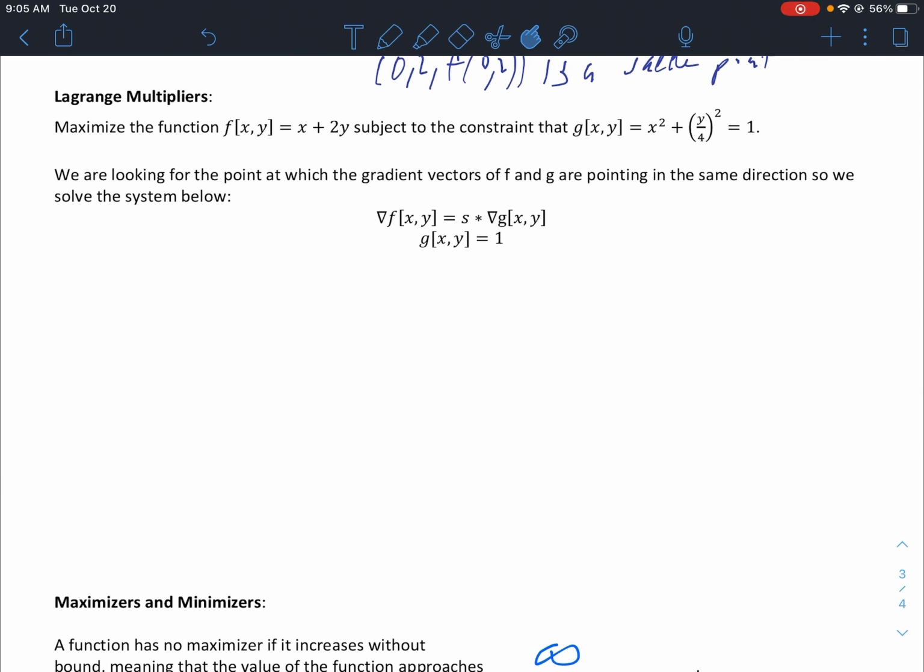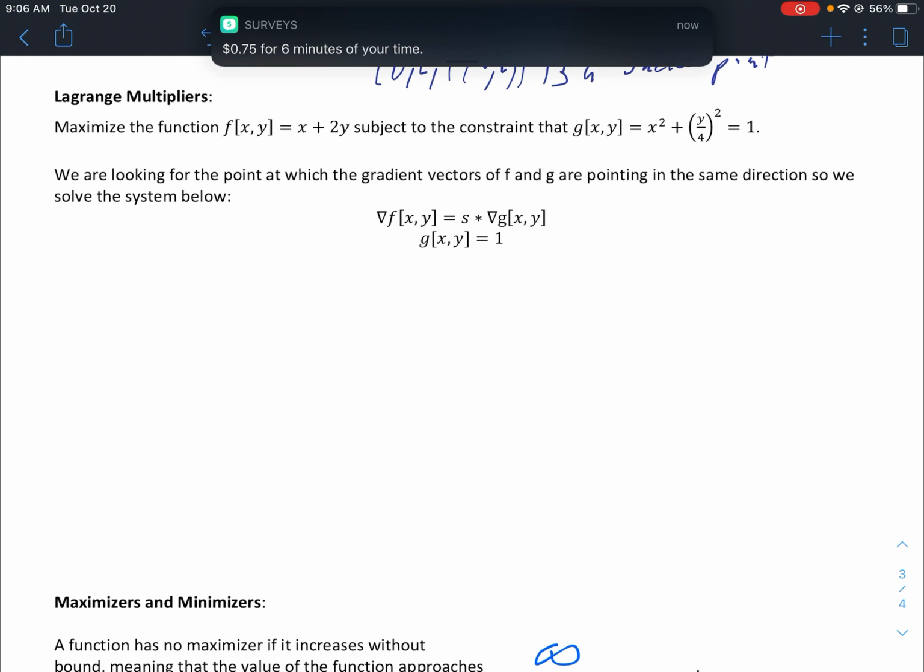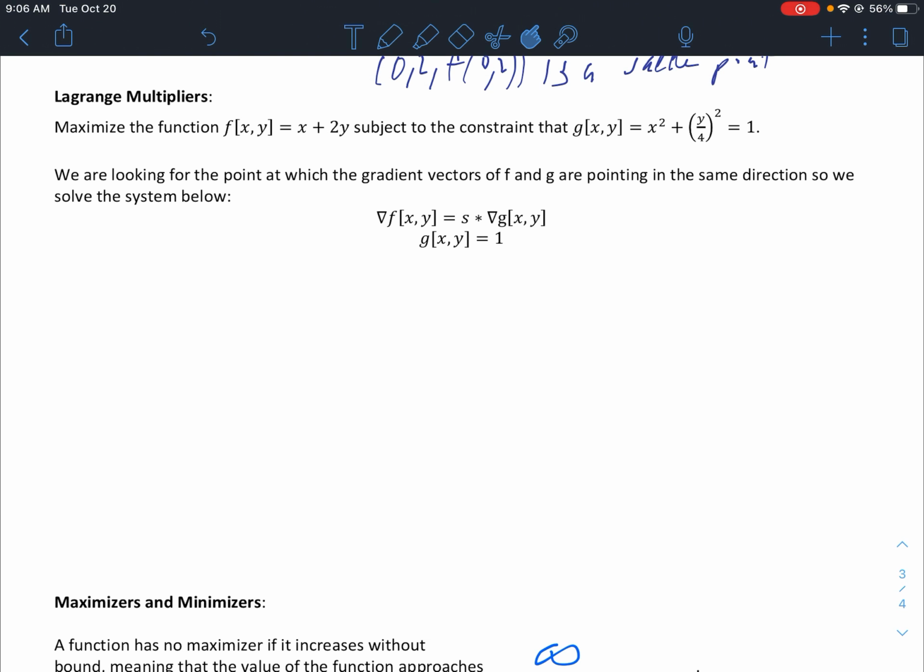The other big part of this chapter is called Lagrange multipliers. So we're trying to maximize or minimize some type of function that's subject to some other function's constraint. Here we're trying to maximize the function f(x,y) = x + 2y, but we're constraining it so that g(x,y) = x squared plus (y/4) squared is equal to 1. You might recognize that second shape as an ellipse.